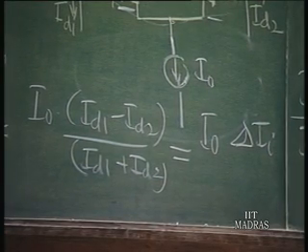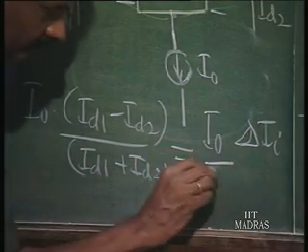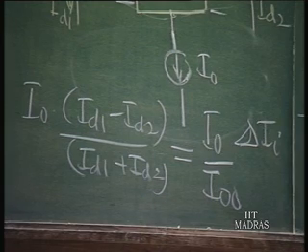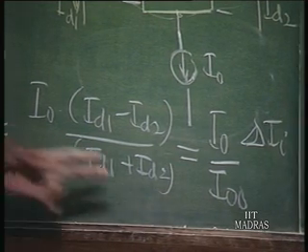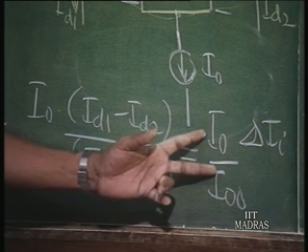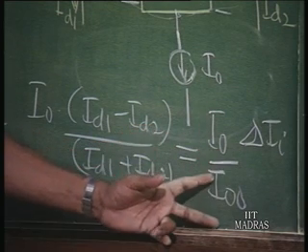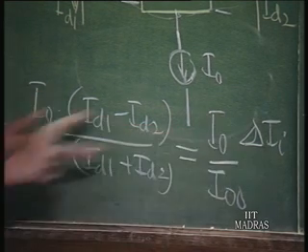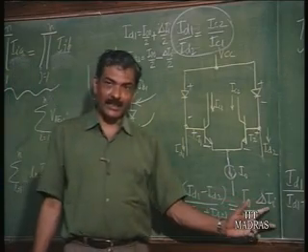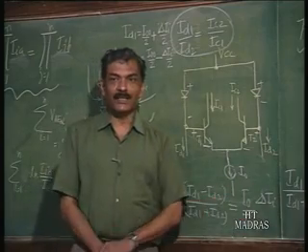ID1 plus ID2 is simply I naught naught. This is of great significance because you can see I naught naught is a DC current I said. Suppose this is 1 milliampere and I naught is 10 milliamperes. You are getting a gain of 10 for the current amplifier, as the output differential current is 10 times the input differential current.